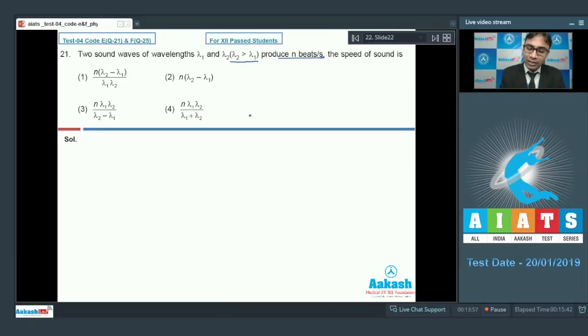And we know that beat is what? Beat is the difference in frequency, right? So according to the question, the difference in frequency is given as n. And we know that frequency is velocity by wavelength. So we can write v by lambda 1 minus v by lambda 2 will be equal to n. We have to calculate the speed of sound, that means v. So v will be equal to n into lambda 1 lambda 2 upon lambda 2 minus lambda 1. So my option number 3 will be the correct choice.